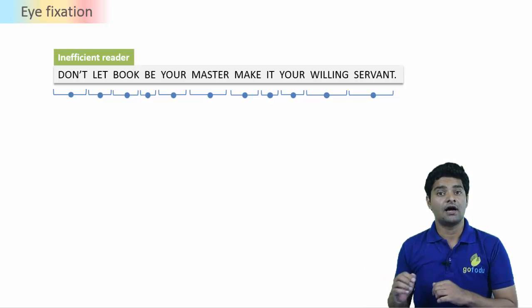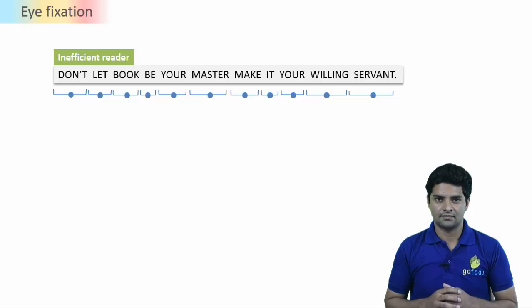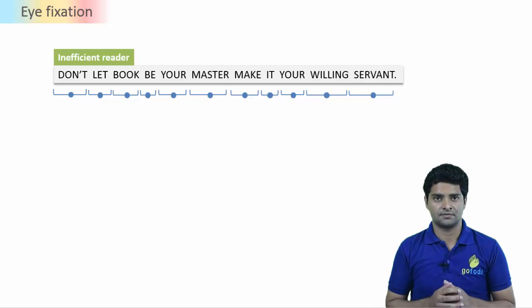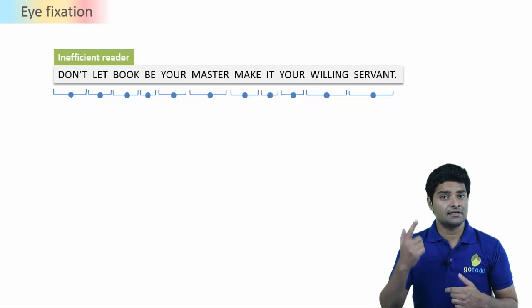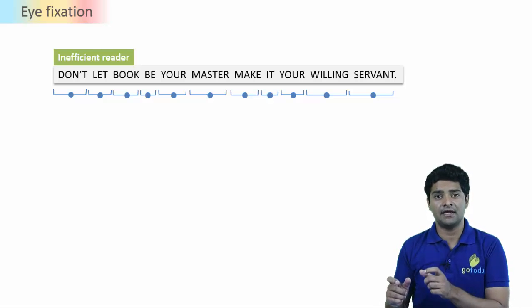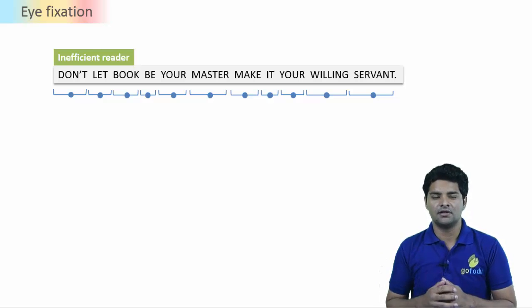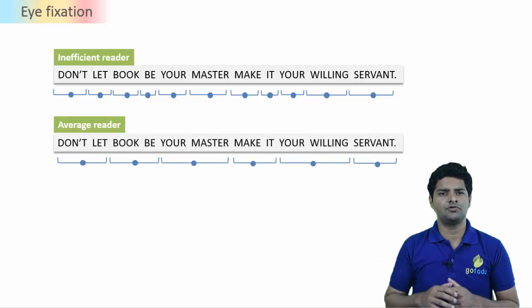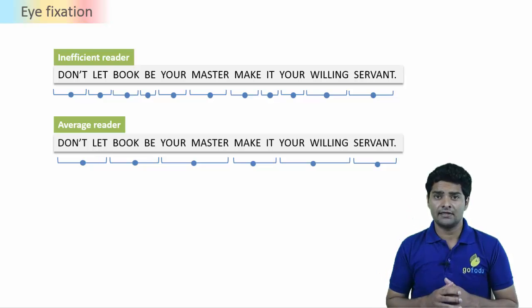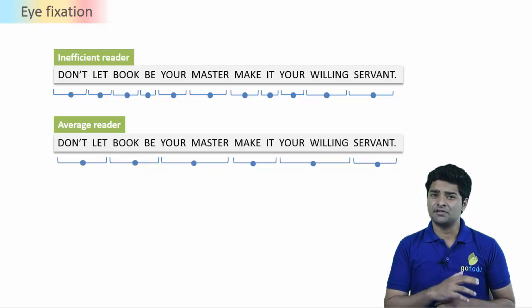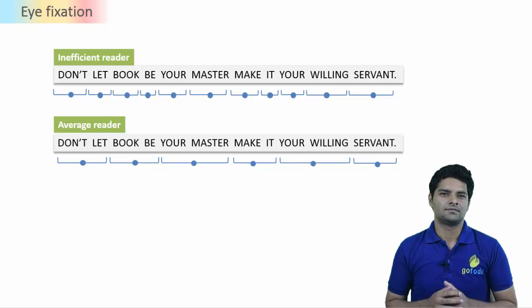Let's see how an inefficient reader would read. The dots here are where eye is fixating. This reader has a limited span of one word per fixation. So he is reading like this in his mind. Don't let book be your master, make it your willing servant. Very slow, isn't it? And this is how an average reader would read in his mind. Don't let book be your master, make it your willing servant. Although it is better than previous one, yet this is slow.